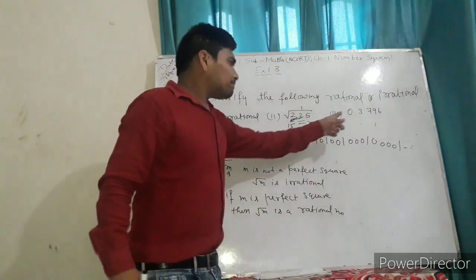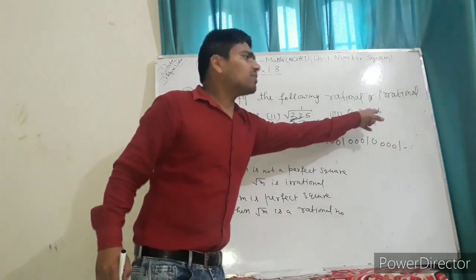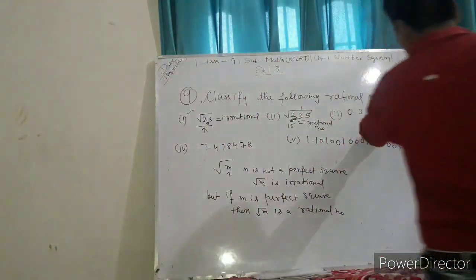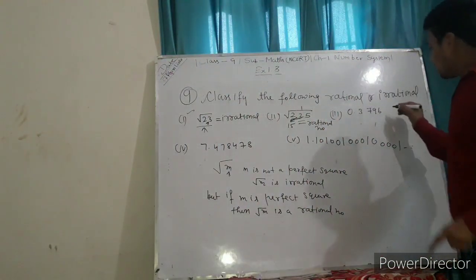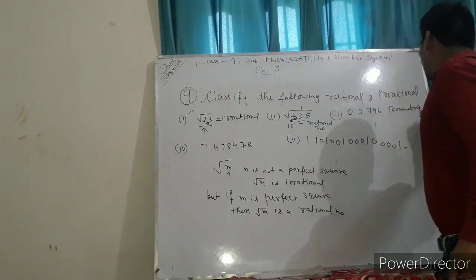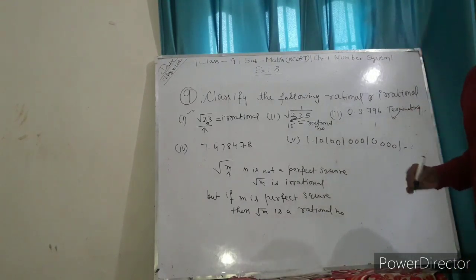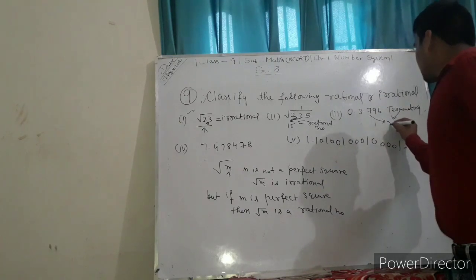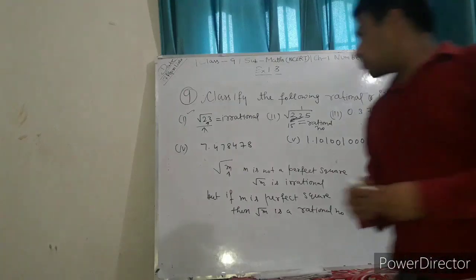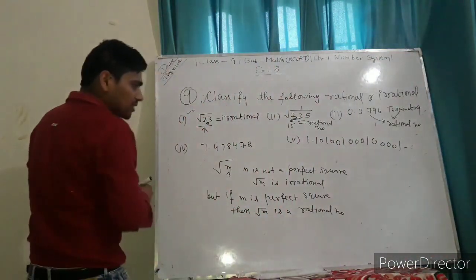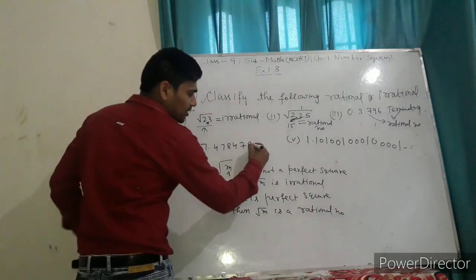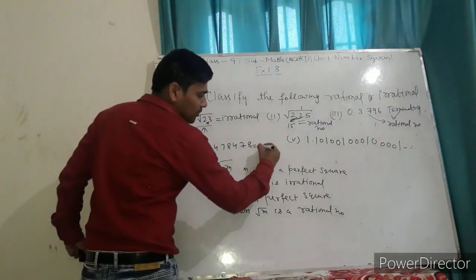Now 0.3796. This is, student, terminating. And student, if the number is terminating, it is a rational number. So the result is a rational number. Okay students, now again you are observing this is also terminating, so it is also a rational number.